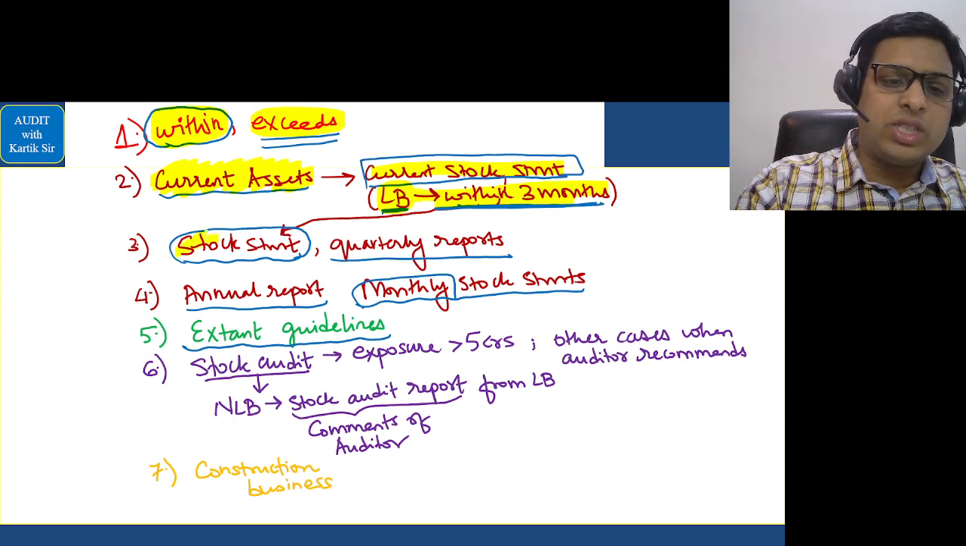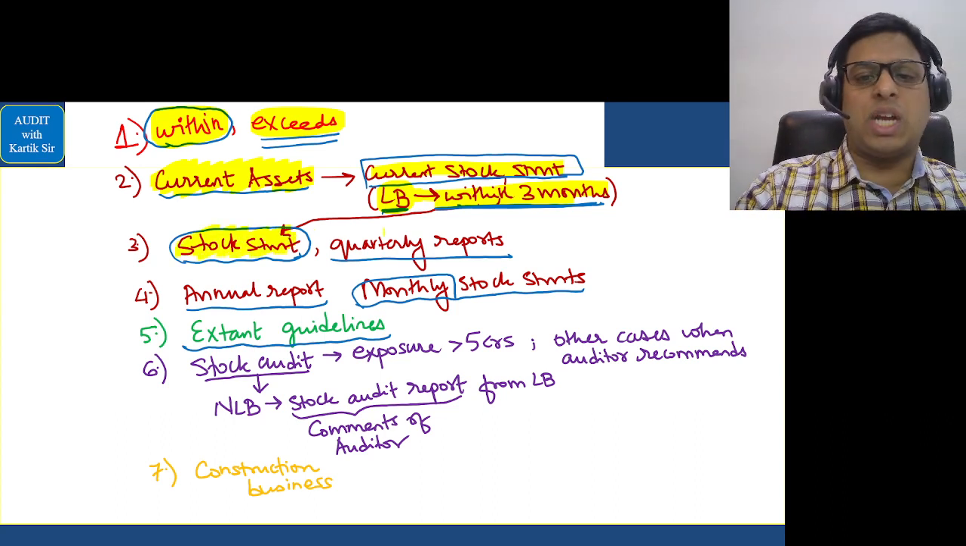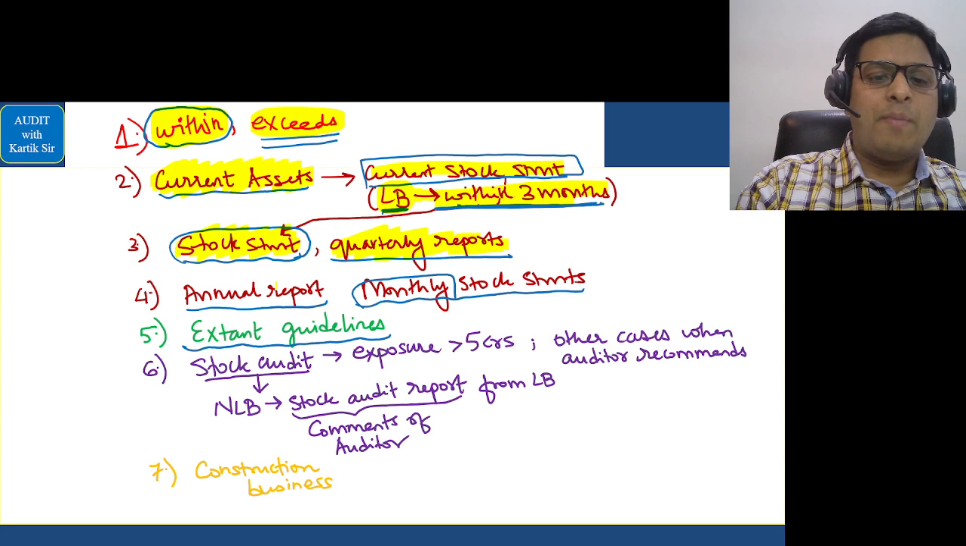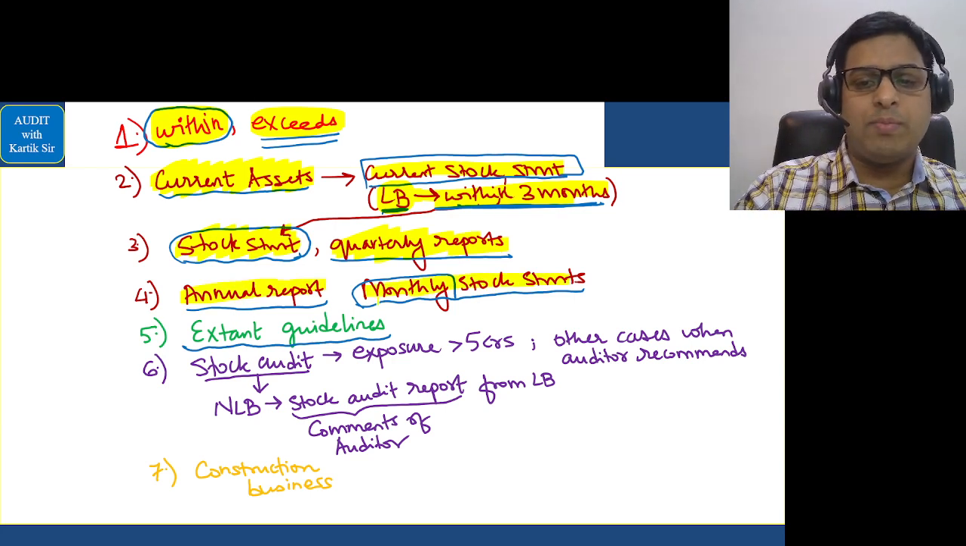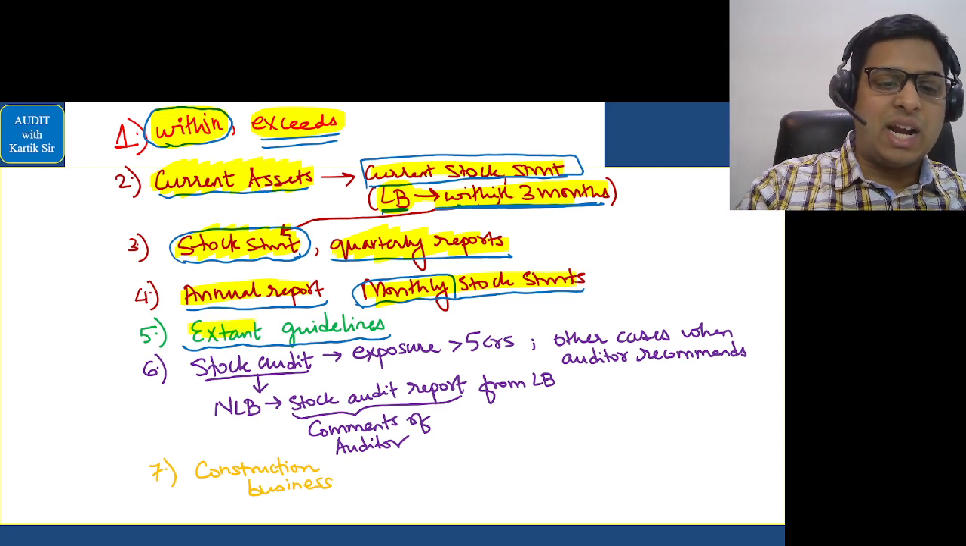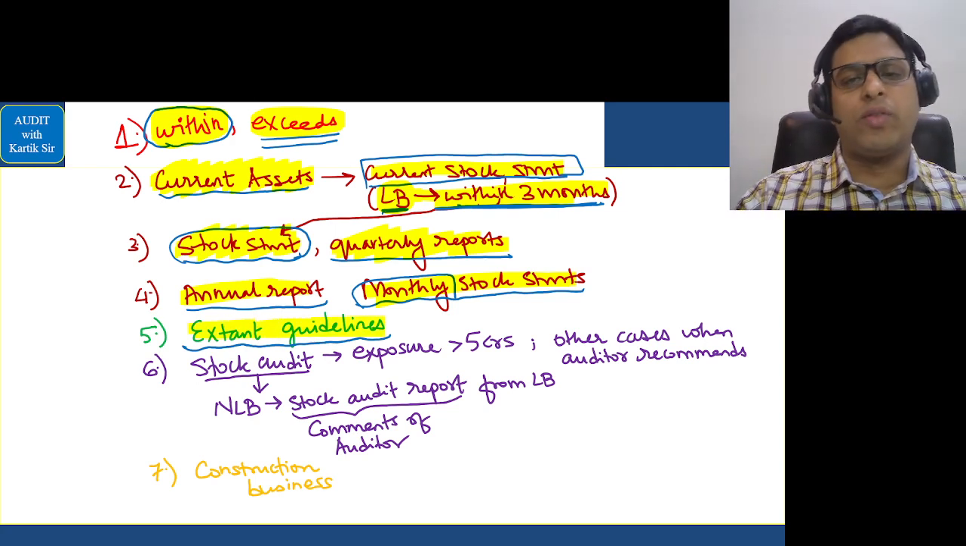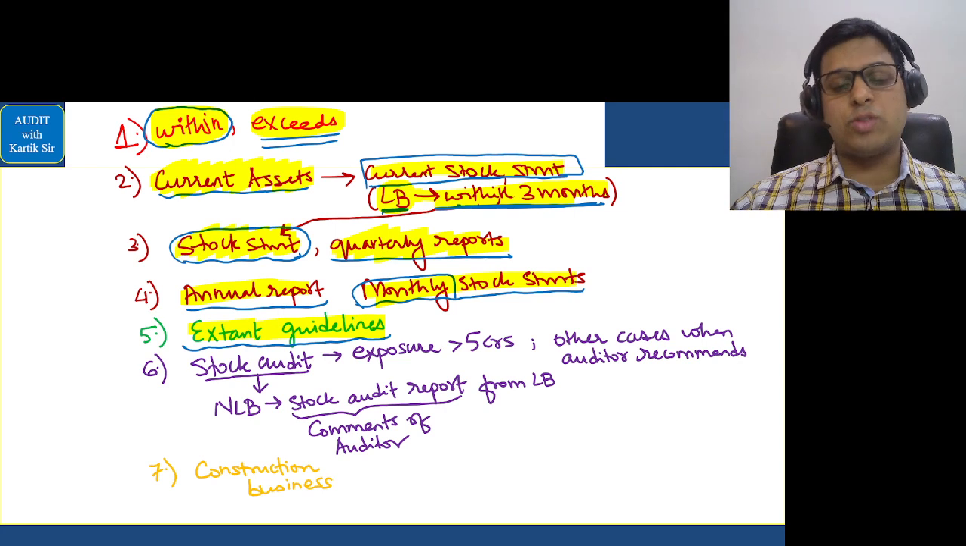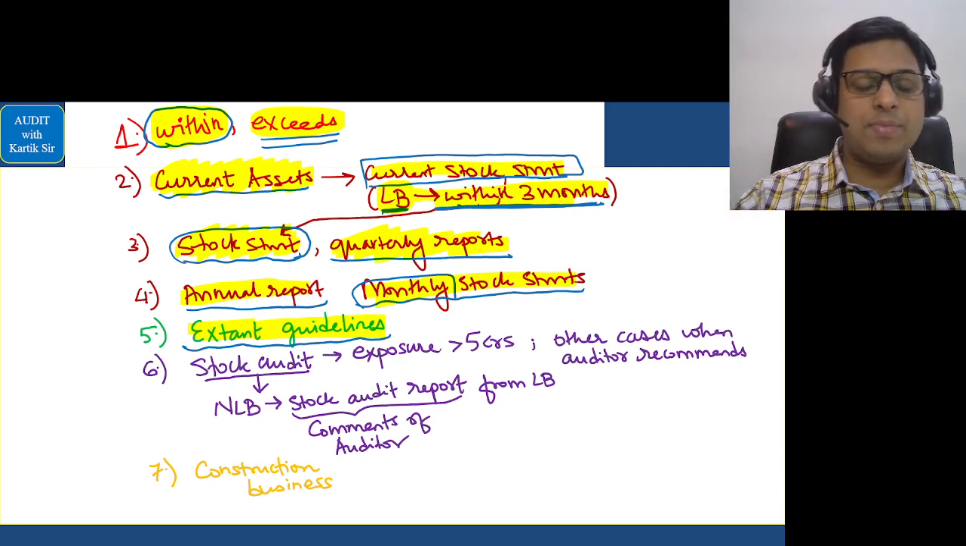So the bank should check the stock statement, the quarterly reports, the annual report, and the monthly stock statements of the borrower. Further, we should check the extant guidelines, which are the policies made by the board of directors of the bank. So the auditor will check whether that has been followed or not.